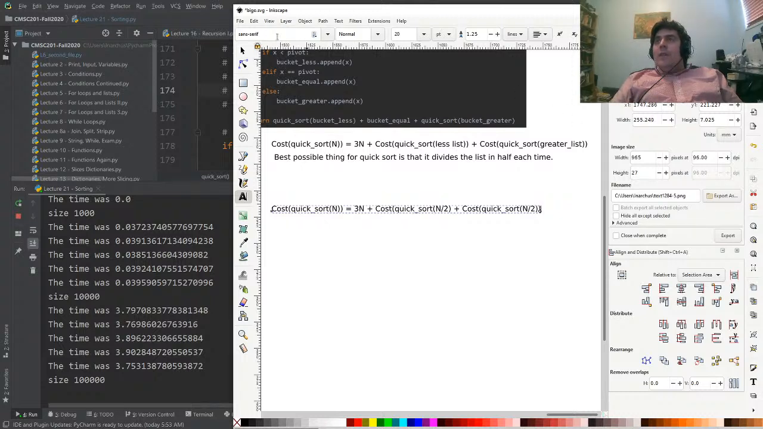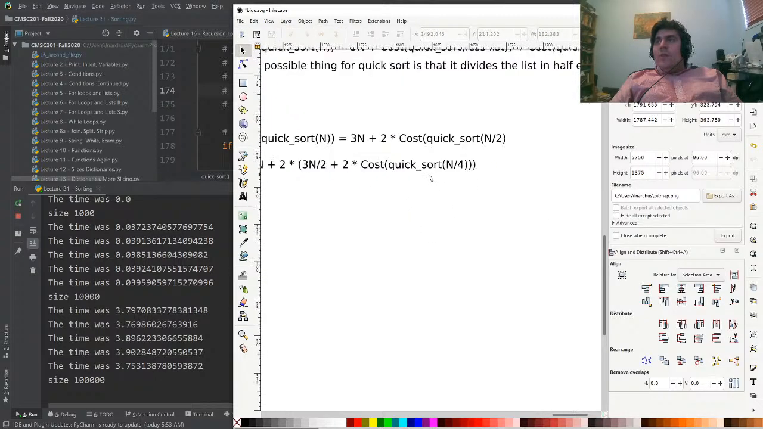Then we can say, okay, cool. So now this cost of the quicksort is equal to 3n over 2 plus the cost of quicksorts of n over 4. So I'm going to shorten this to 2 times the cost of quicksort n over 2, which is then equal to 3n plus 2 times 3n over 2 plus 2 times the cost of quicksort on, say, n over 4. Again, assuming the best case scenario that it divides in half both times. And so this is what you're going to end up getting.